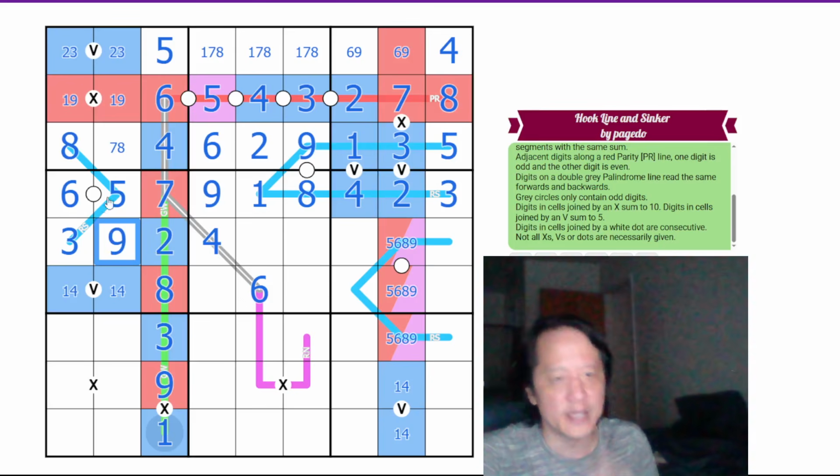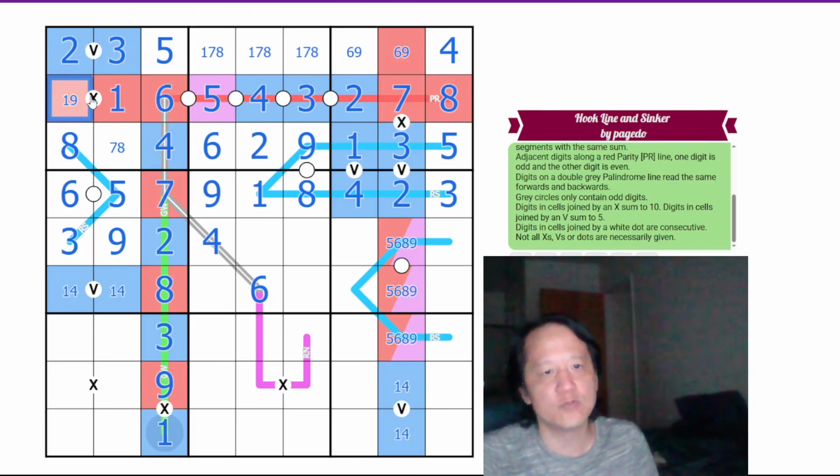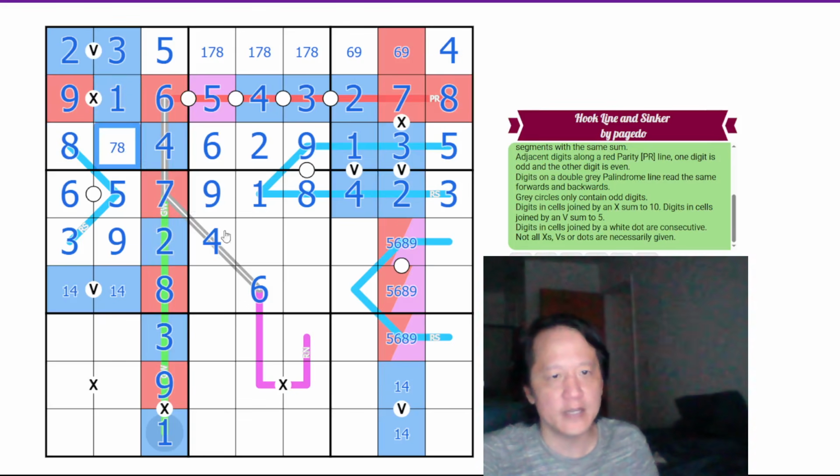We have a remaining 9 in this left central box. 3 eliminates 3 here, so it's 2 and 3. 9 eliminates 9 here, so that's 1 and 9. This is not a high digit, this is low. 8 eliminates 8 here, so it's 7. 1 eliminates 1 here, so it's 4 and 1.